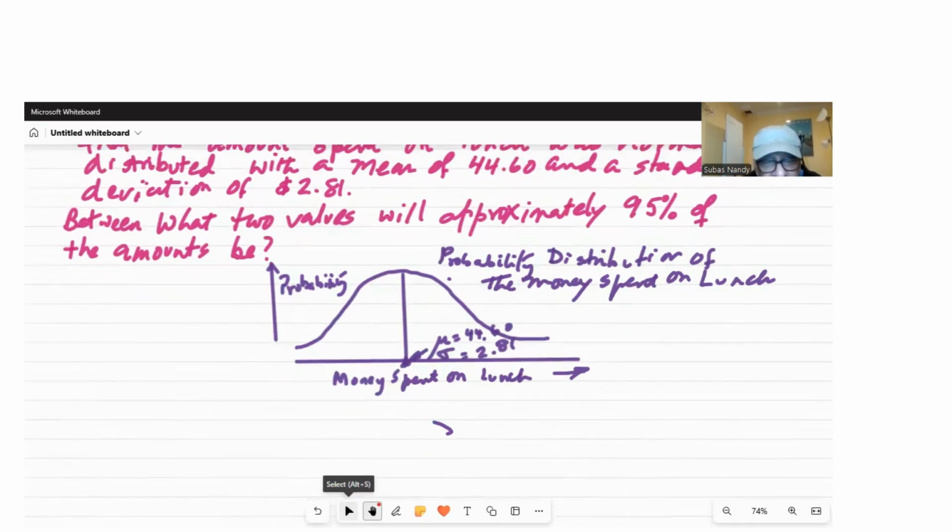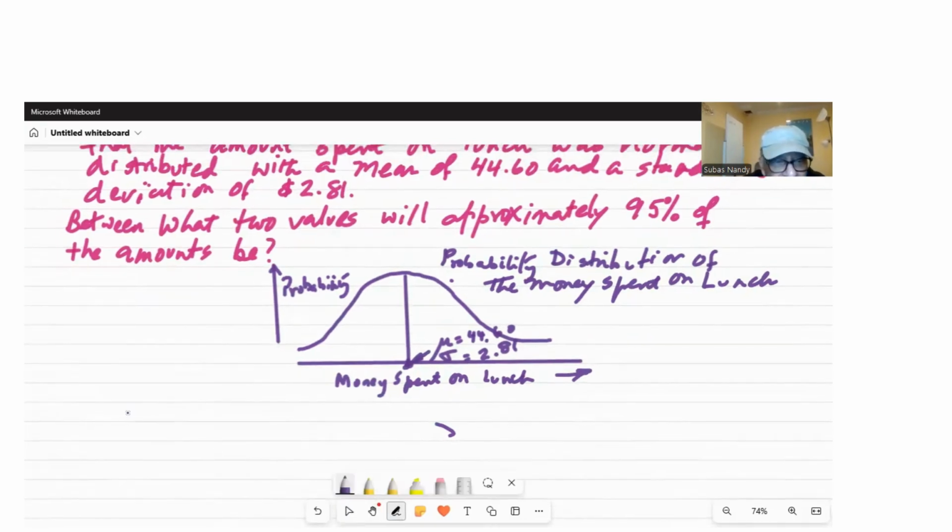So now this is a bell-shaped distribution. Let me erase this. Apply the empirical rule for a bell-shaped, normal distribution.